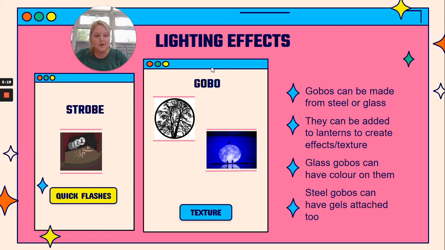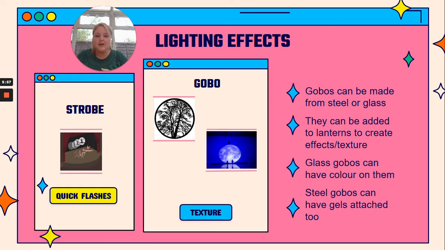We also have a gobo, where, a bit like a gel, it can be fitted onto the front of a stage lantern to produce a particular effect or texture. Gobos can be made from steel or glass, so the actual template itself can be made out of glass or it can be made out of steel. The glass gobos have the advantage of being able to have colour on the glass, a bit like a stained glass effect. So you can create really intricate and complicated colours with glass gobos, whereas the steel gobos can have gels attached to create quite simple colour effects.